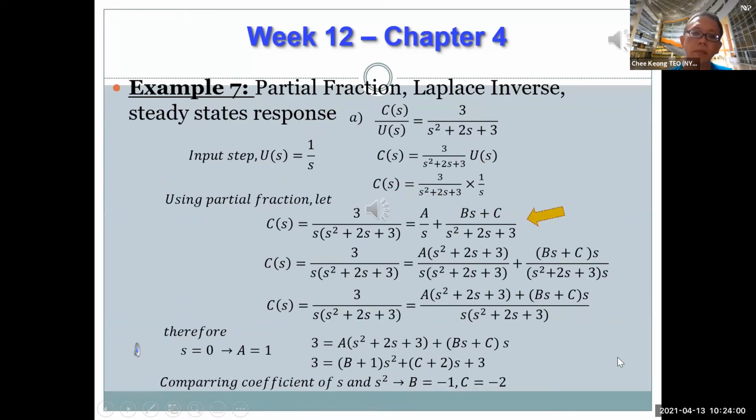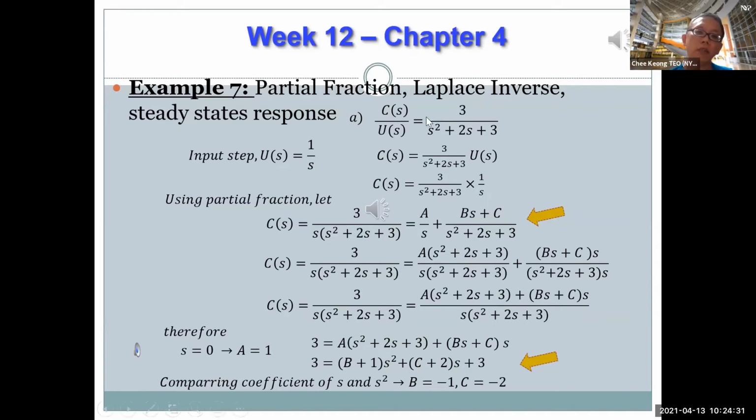For example 7, we split C's terms into a summation of a few terms using partial fraction. Thereafter, we find the coefficients A, B and C by letting s equal each of the roots. Now, another example, which is example 7, basically also requires partial fraction, and then Laplace inverse, and then of course a steady state response.